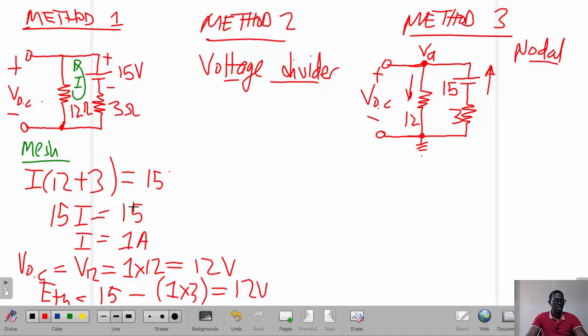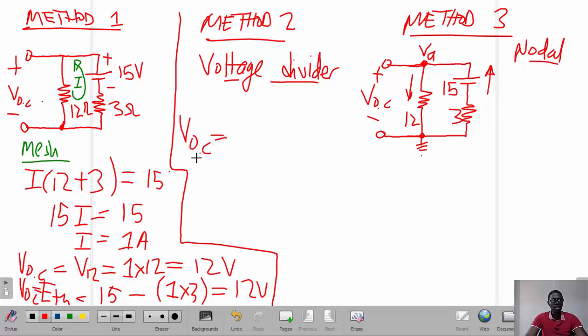So that's the way we find it, and this is the same as VOC or E Thevenin. And in other words, you could also find the voltage VOC using the voltage divider. So you've got the voltage division here. This is simply the voltage being divided; the total voltage, in this case, is coming from the source, which is 15.